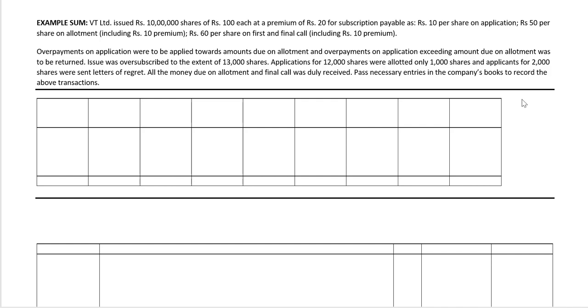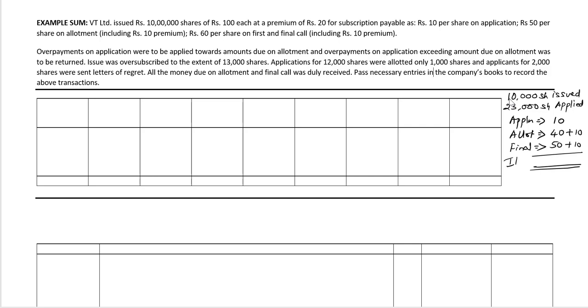Let's write the breakup on the right corner. We have 10,000 shares issued, 23,000 shares applied, the amount payable on application is 10 rupees. Amount payable on allotment is rupees 50 including rupees 10 premium, which is 40 rupees plus 10 rupees. And the amount which is payable on the final call is rupees 60 including 10 premium, which is 50 plus 10. So the issue price is equal to rupees 100 plus rupees 20, or in other words rupees 120.